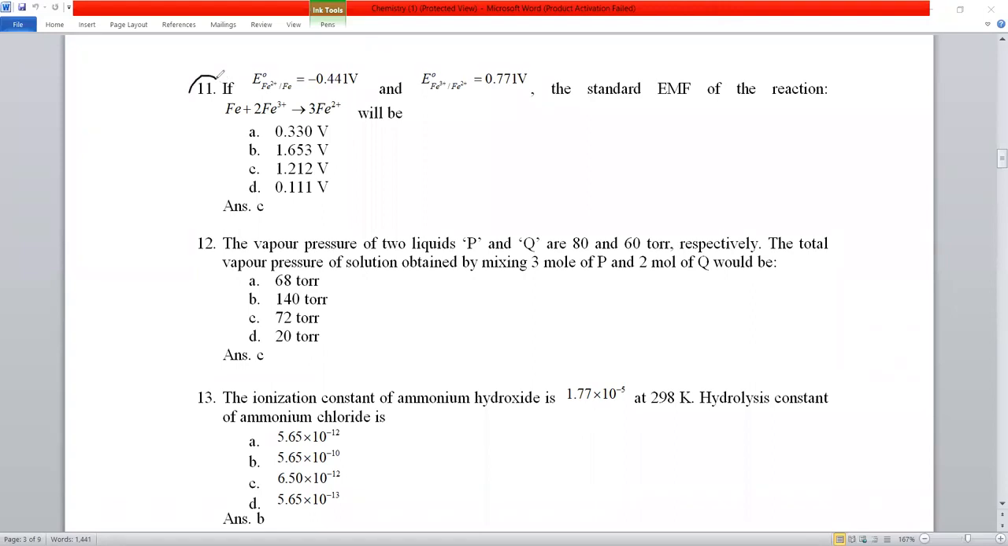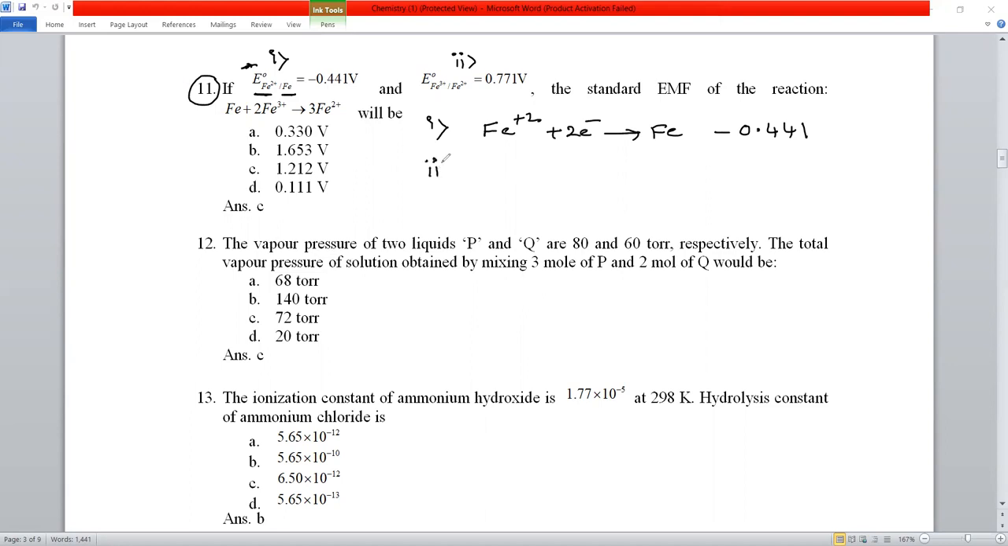Question number 11. They have given E naught for Fe plus 2 converting to Fe, and Fe plus 3 converting to Fe plus 2, and they're asking for the standard EMF of the reaction. Equation number 1: Fe plus 2 gains 2 electrons and is converted into Fe. This value is minus 0.441 volts.